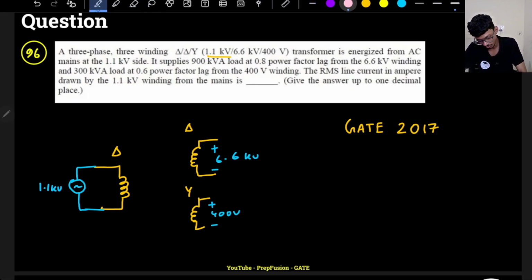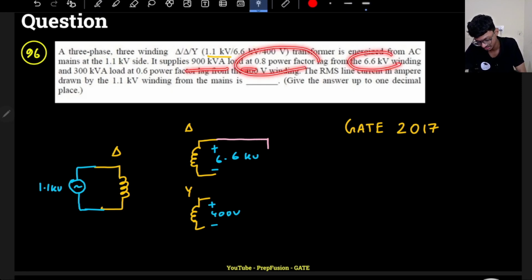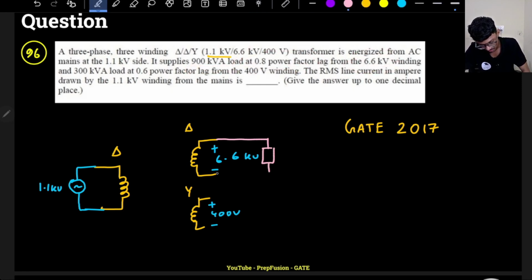So how is the load connected? It supplies a 900 kVA load at 0.8 power factor lag from the 6.6 kilovolt winding. So this load is 900 kVA at 0.8 power factor lag. Okay, what about here?